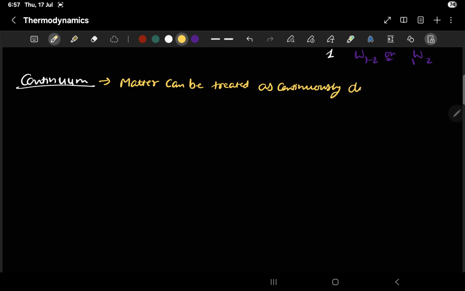Now we will talk about continuum. Earlier we talked about the macroscopic and microscopic points of view. Now we will talk about continuum, which is a very important topic. According to continuum, matter can be treated as continuously distributed without any void being present.